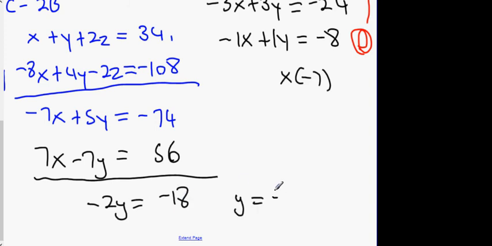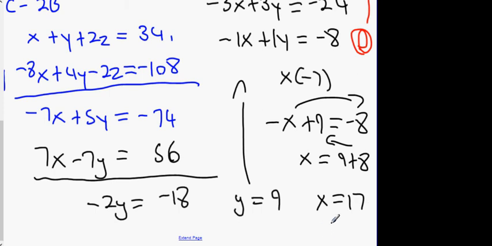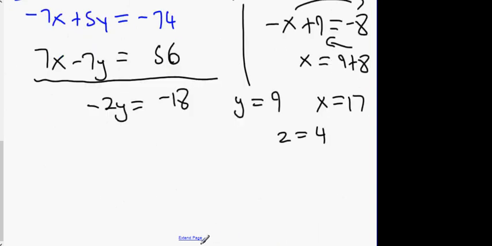So y equals 9. Substitute the 9 back up here. You're going to get minus x plus 9 equals minus 8. And then x is going to be, bring over the x and bring over the 8, x is going to be 9 plus 8. x equals 17. And then by the process of elimination, because you have 30 questions, z therefore must be equal to 4. Now, you're asked to get Eileen's score.